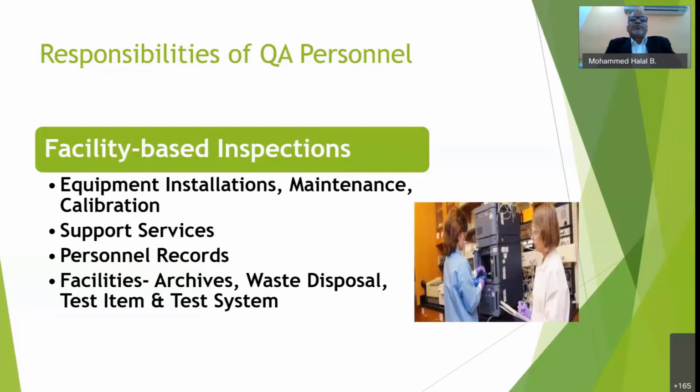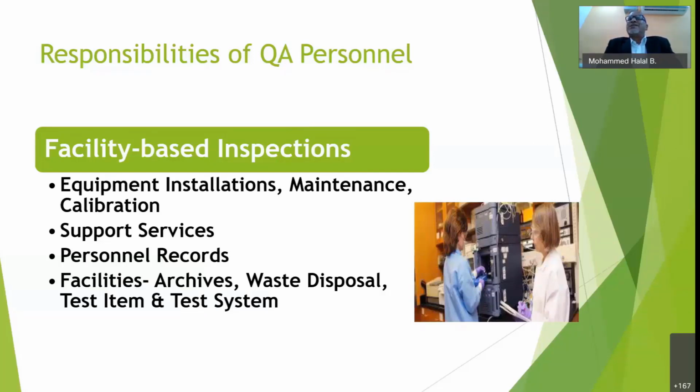like archives, waste disposal area, test item, test system. You know the test item, if you remember, it is the chemicals which we are going to use, we are going to evaluate for safety. Any agrochemical or pharma product provided by the sponsor to us to test. That's called the test item, the chemicals.